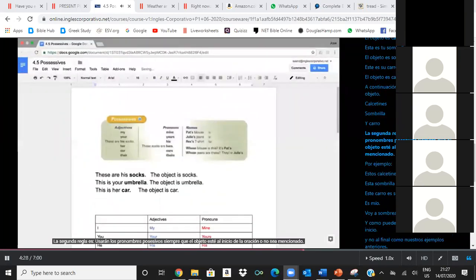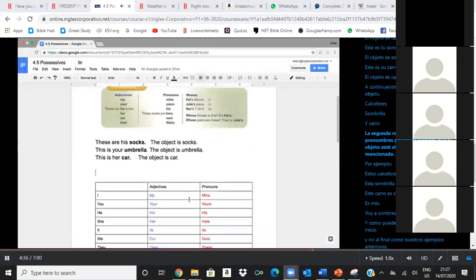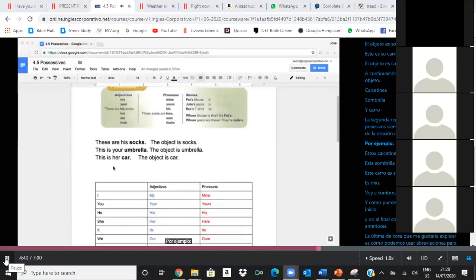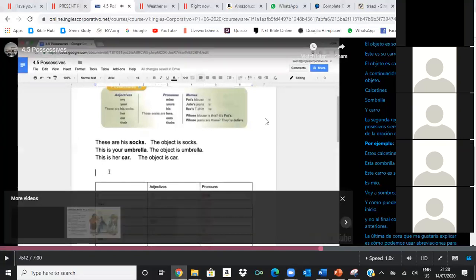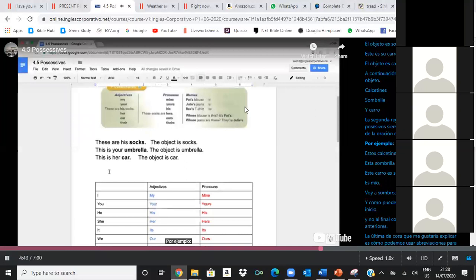Now, you will use possessive pronouns whenever the object is at the beginning of the sentence or not mentioned at all. Let's work with the same examples to make sure that we don't get lost.